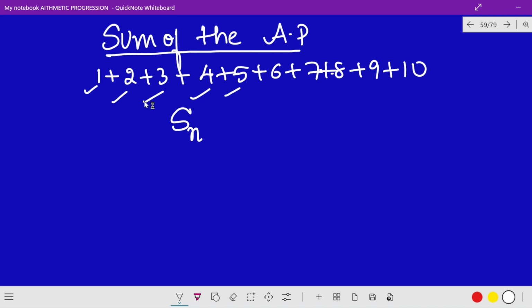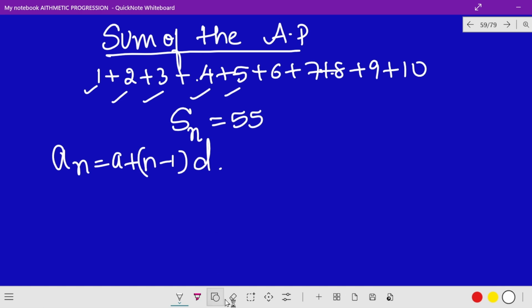So Sn is equal to 1 plus 2 and so on, whatever addition result I get. Let us add and see. 3 plus 2 is 5, 5 plus 1 is 6, 6 plus 4 is 10, 10 plus 5 is 15, 15 plus 6 is 21, 21 plus 7 is 28, 28 plus 8 is 36, 36 plus 9 is 45, 45 plus 10 is 55. Sn is 55.